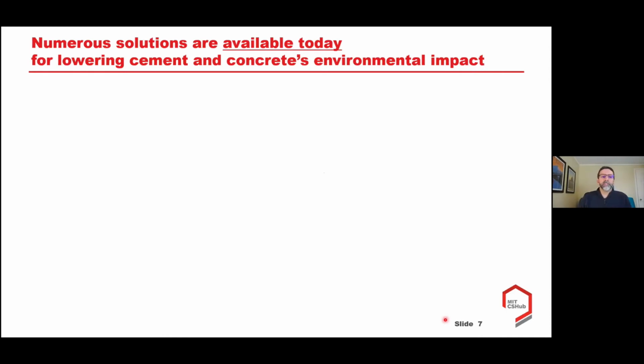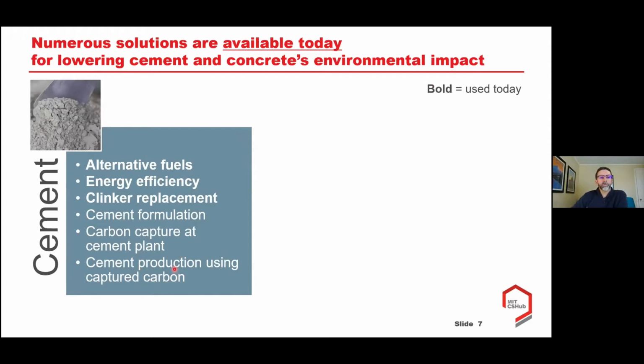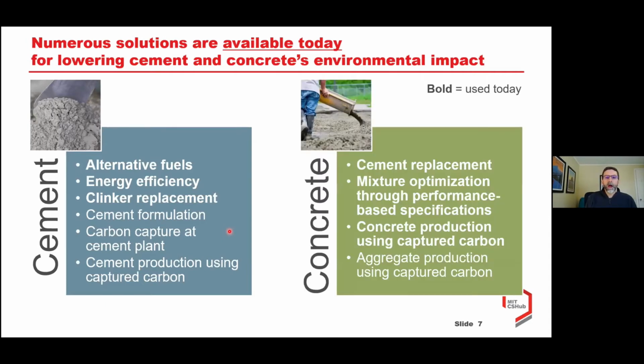Now, fortunately, there are many different solutions available today for lowering cement and concrete's environmental impact. On the cement side, there are different things we can do associated with how we produce it, from using different kinds of fuels or improving the energy efficiency, and also different types of blends of cement that we can make that have a lower environmental impact. Probably one of the most noteworthy ones is what we call Portland limestone cement, which has about the same performance as ordinary Portland cement, but has lower environmental impact. On the concrete side, there are many things we can do as well, and they're primarily about optimizing the mixture of the concrete to meet performance-based specifications, and within that, trying to minimize environmental impact.